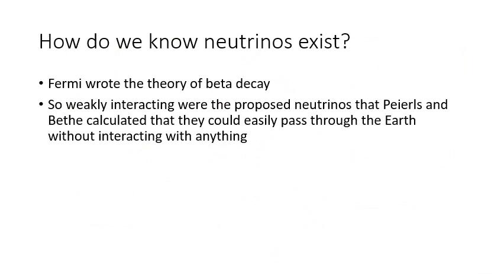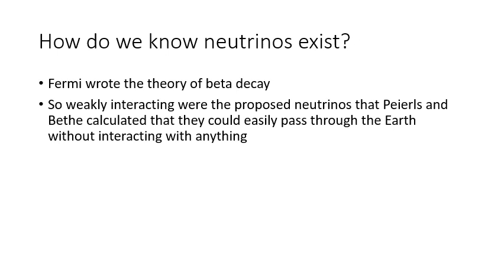Right. I hope you've been thinking this. How do we know neutrinos exist? It's all very well for Pauli to say there must be this other particle, and for Fermi to say, oh, it's a little cute neutral particle, therefore it's a neutrino. But we're physicists, we need a bit more than that. How do we know that they exist?